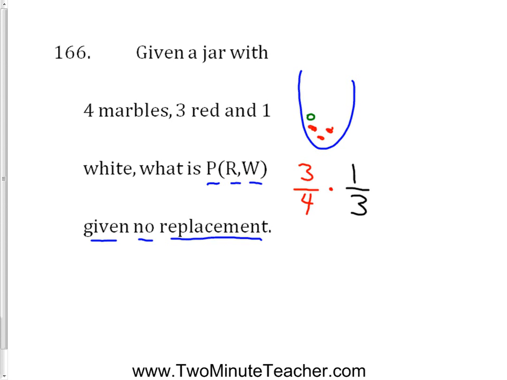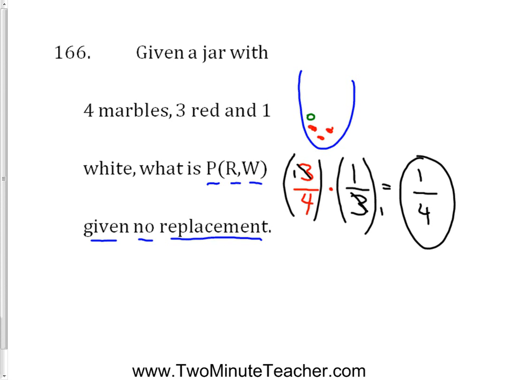And then compound probability, you multiply your probabilities together. So I'd have this times that. Well, luckily, I know how to multiply fractions. So I'd like to cancel these 3's and make them into 1's, because 3 divided by 3 is 1. And now I'll have 1 over 4 as my final answer.